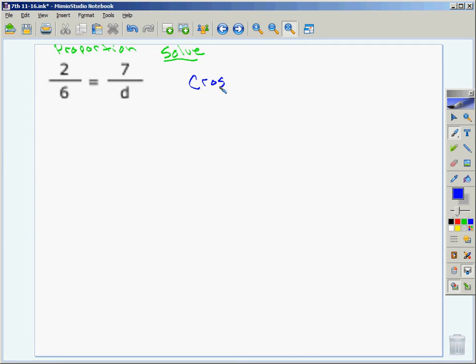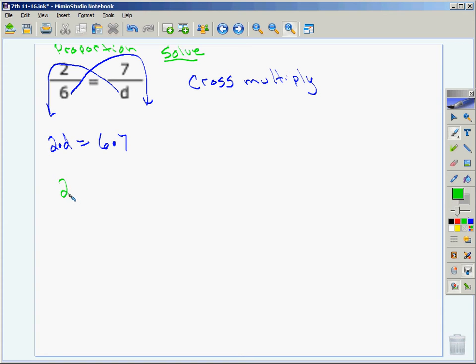But when you're solving a proportion, you should cross multiply. When you're cross multiplying, you're taking the denominator times the numerator on the other side. So I'm taking 2 times d. You're taking the denominator times the numerator: 6 times 7. Make sure you write the steps down. 2 times d is obviously what? 2d. 6 times 7 is 42.